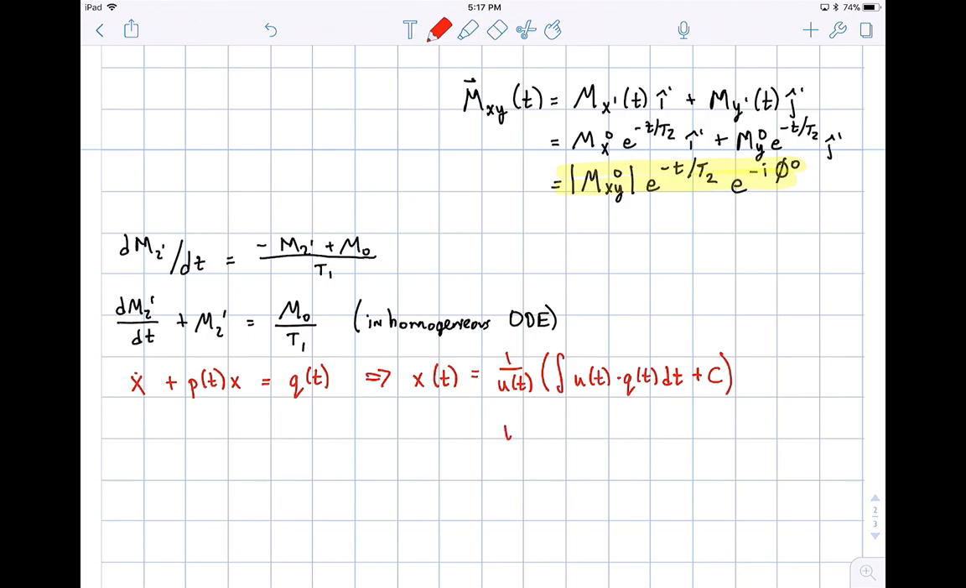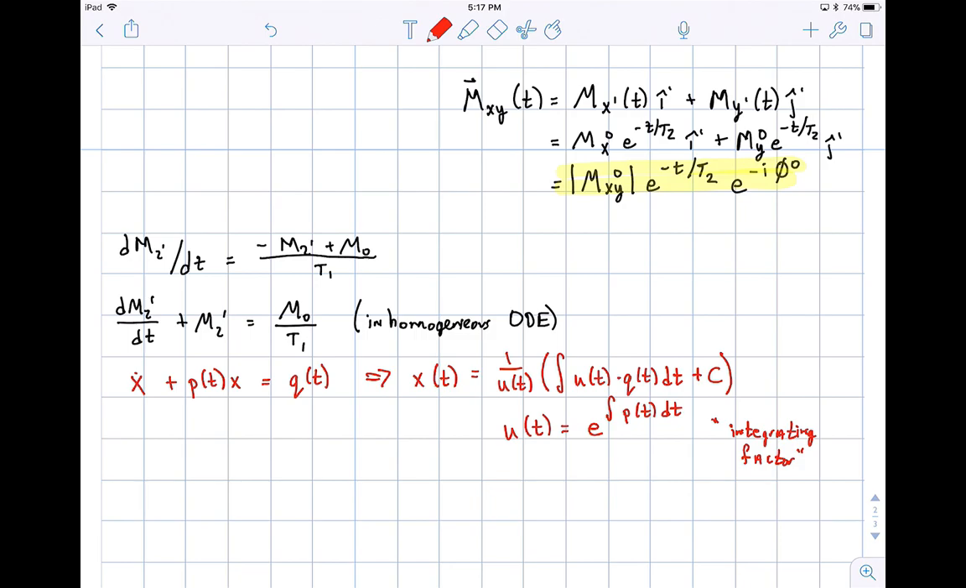We also have to say, well, what is u of t? And u of t is related to those functions we had just a second ago. So it's the exponential of the integral of p of t. Goodness. This thing here is what we call an integrating factor. Okay, so what's that all about?